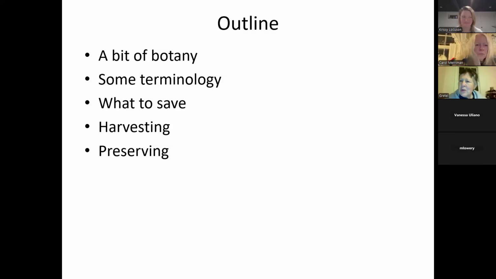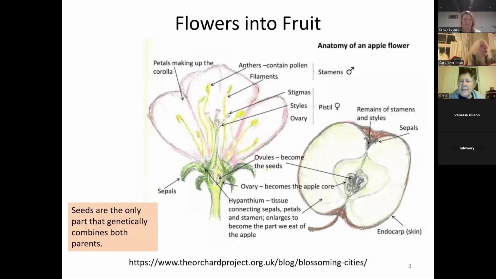We're going to start with a bit of botany because I just really like science, and then some terminology, what's a save, harvesting, and preserving. This is what a flower looks like. This is technically called a perfect flower because it has everything that can be in a flower, all the piece parts. Some flowers don't.